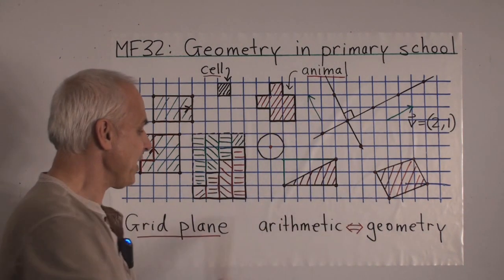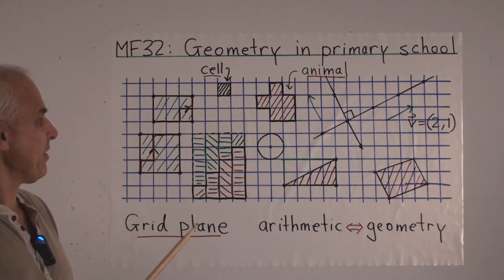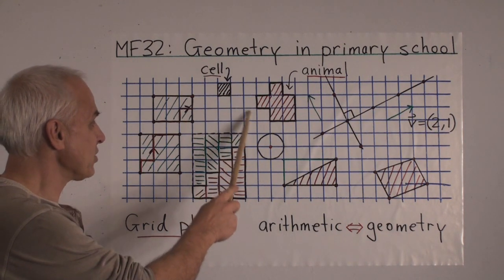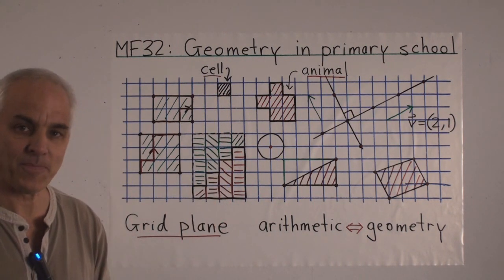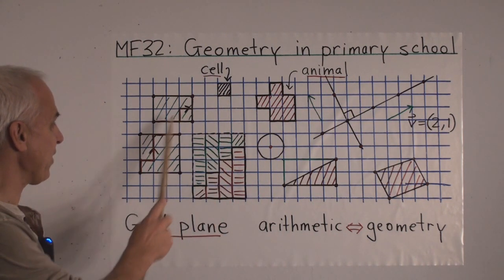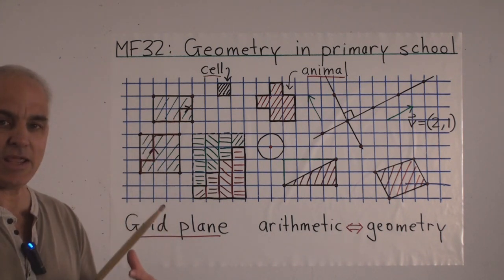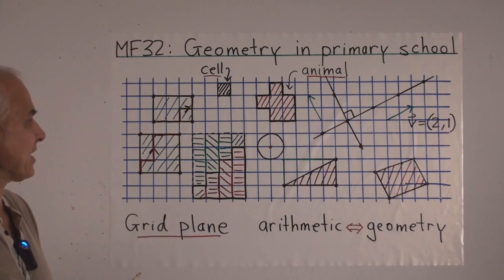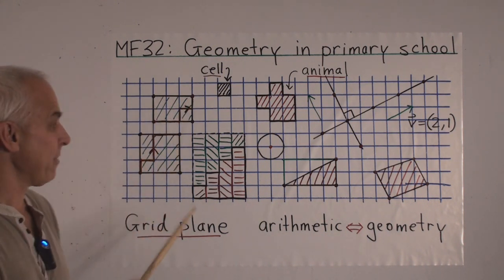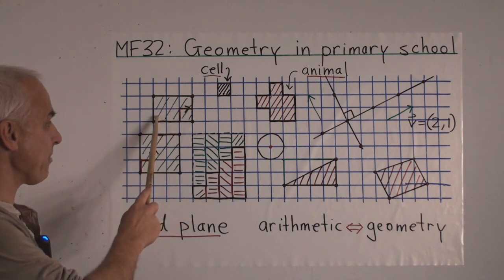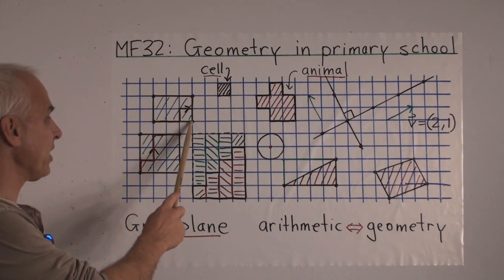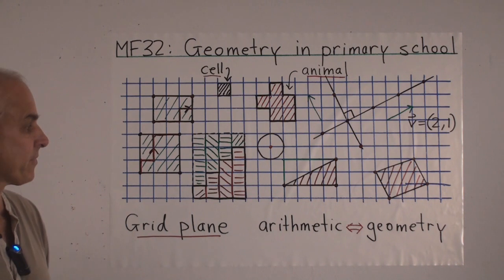When we start with the grid plane, the first thing that strikes us, I suppose, is that it's divided up into a lot of little squares that we can call cells. And it's very easy for students to think of rectangles or squares as being created from these basic cells. This naturally connects with arithmetic, because after all, counting the number of cells, or counting the area of a rectangle, is naturally really a question of multiplication.